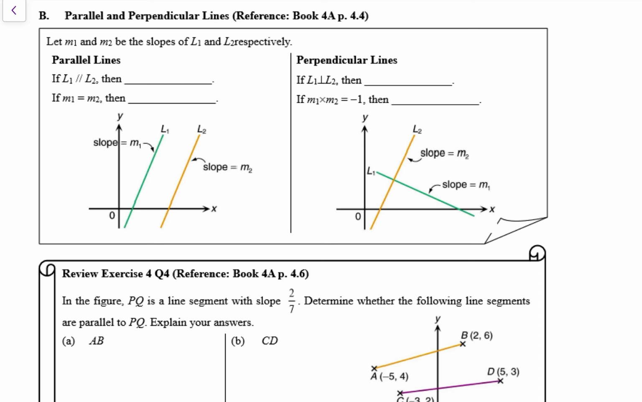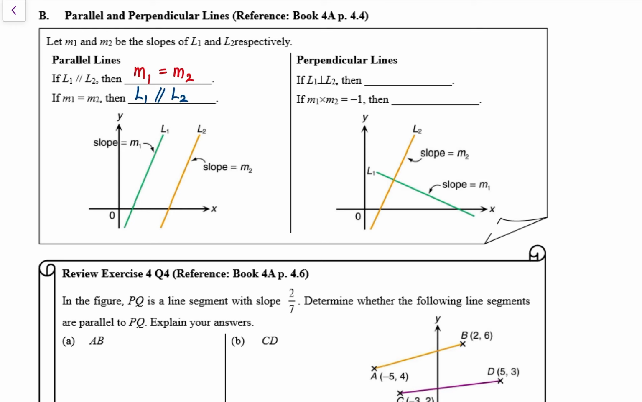Section B. Parallel and perpendicular lines. If two lines are parallel, then the two slopes are equal. L1 parallel to L2, then M1 equals M2. The other way round is also correct. If M1 equals M2, then L1 is parallel to L2.